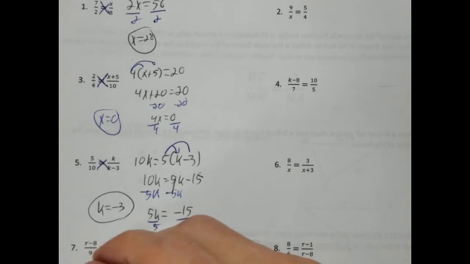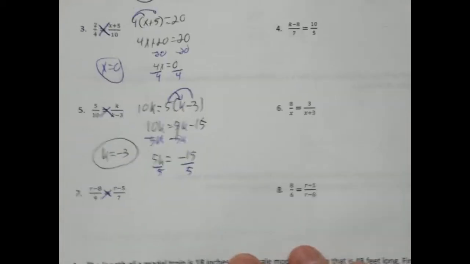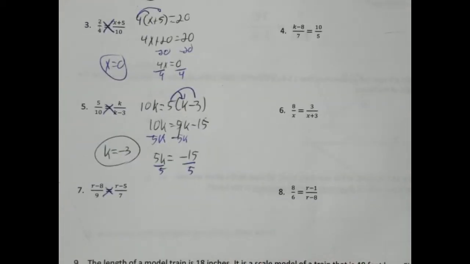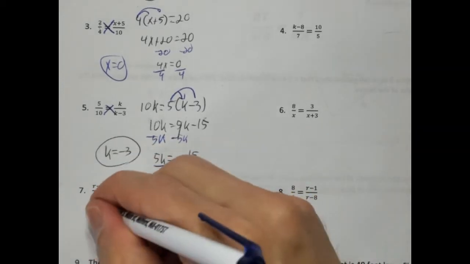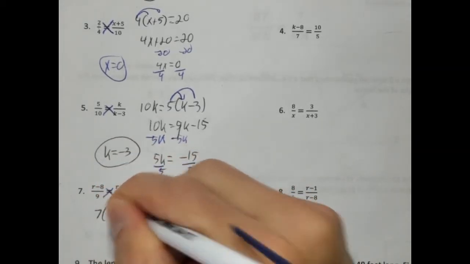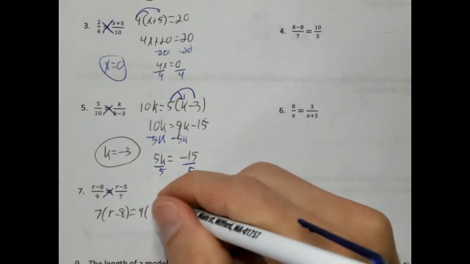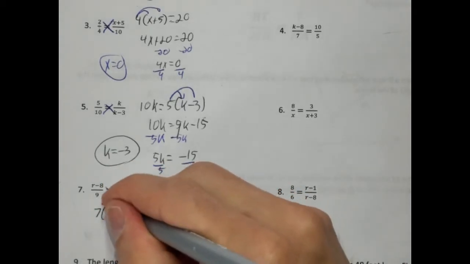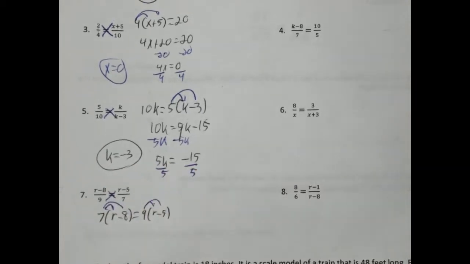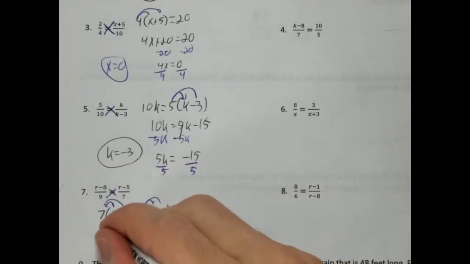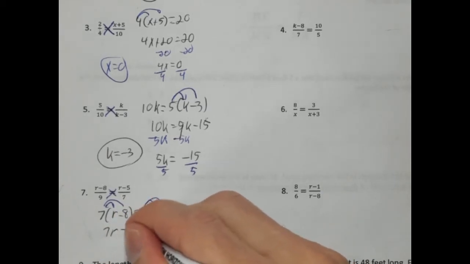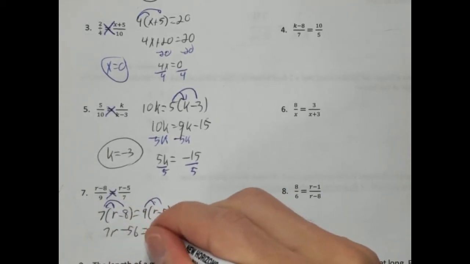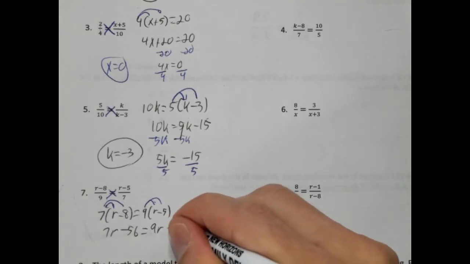We're going to then distribute. We're going to cross multiply here. Scroll up a little bit. Okay, so 7 parentheses r minus 8, and 9 parentheses r minus 5. And then we distribute. 7 times r is 7r. 7 times negative 8 is negative 56. 9 times r is 9r. 9 times negative 5 is negative 45.